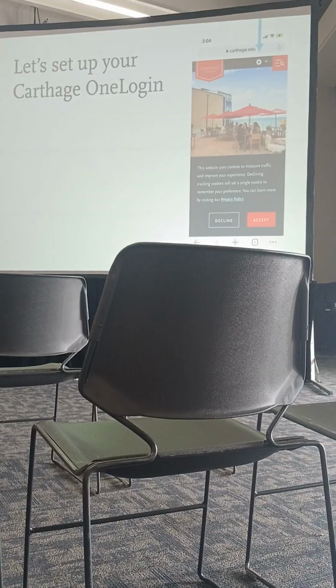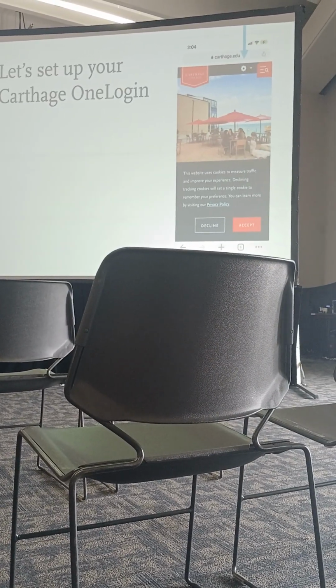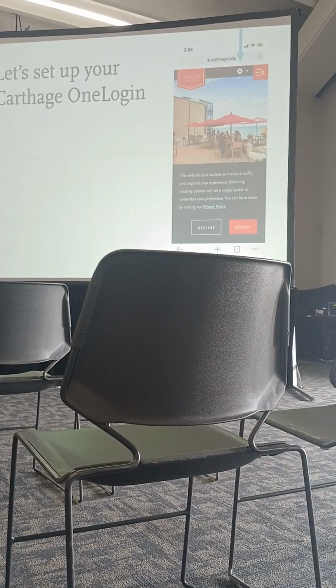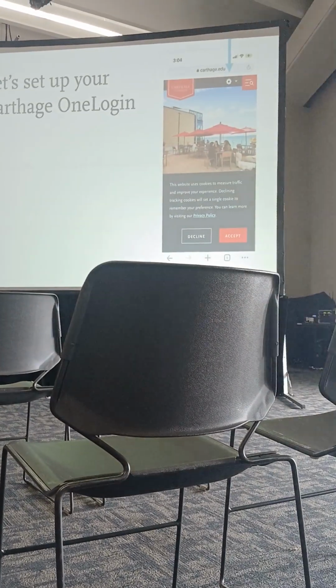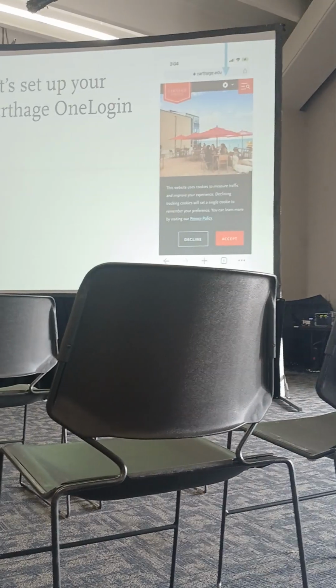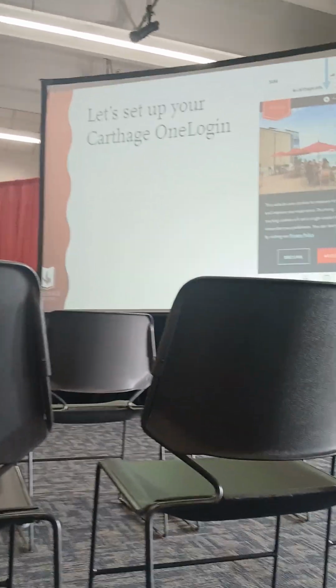I believe that in your folder you have a white piece of paper. Yes, Alex, all the papers are white. I know that. But on this white piece of paper, you'll have your Carthage email address and your temporary Carthage password. Okay, so that'll be a great time to look through your folder and take that out.